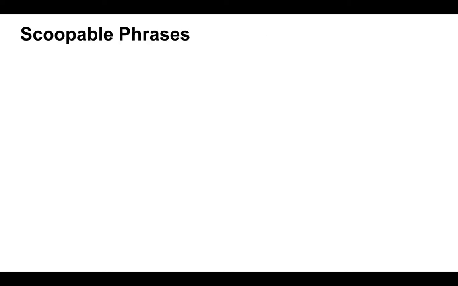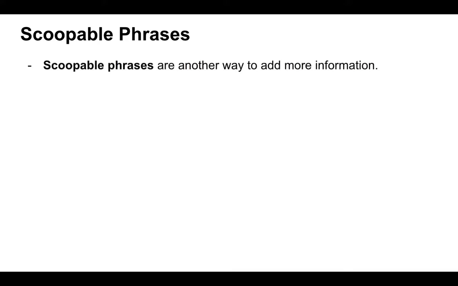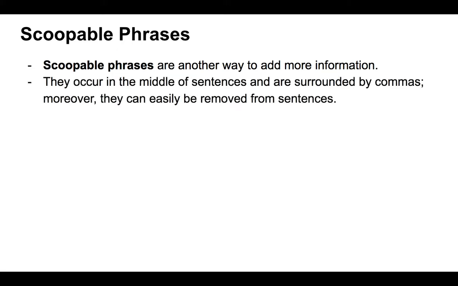Okay, second type here is what we call scoopable phrases. These are very similar to preloading modifying phrases. The main difference is that they go in the middle of a sentence instead of at the beginning of a sentence. So scoopable phrases are another way that we can add more information. They occur in the middle of sentences, as I just mentioned, and they are surrounded by commas. That's a very important point. You need commas on both sides. Semicolon, moreover, comma, they can easily be removed from sentences. So that's what we're talking about here. They're additional.